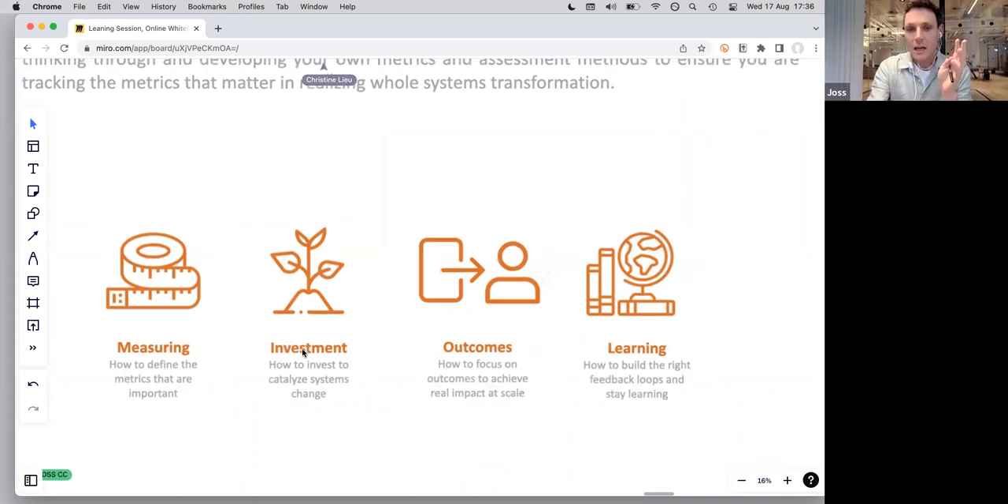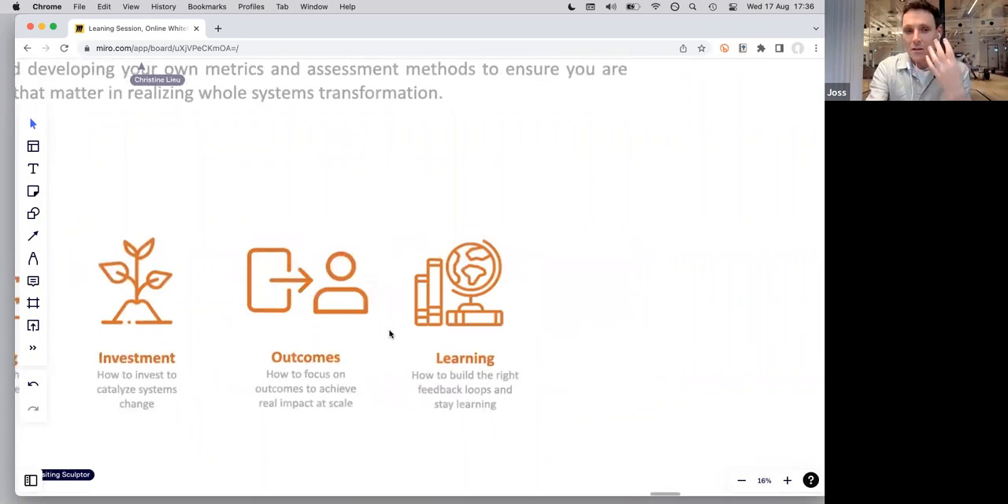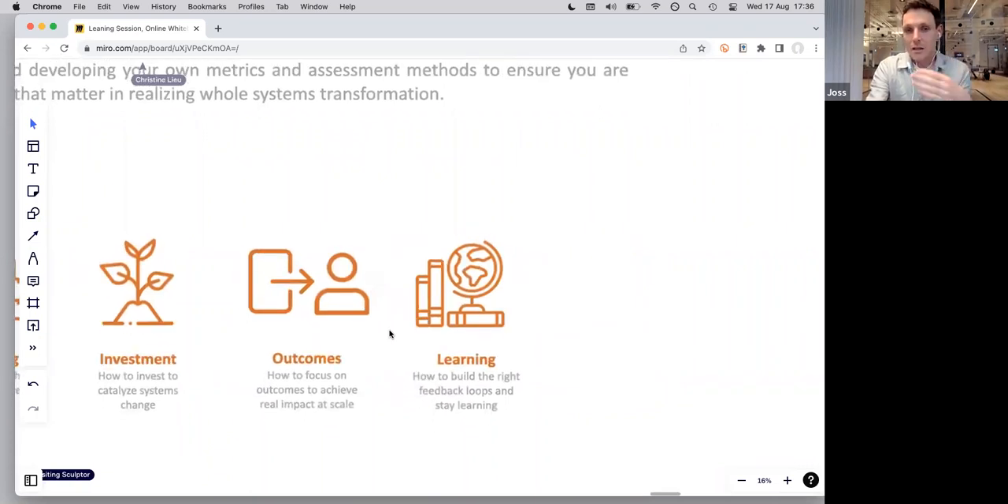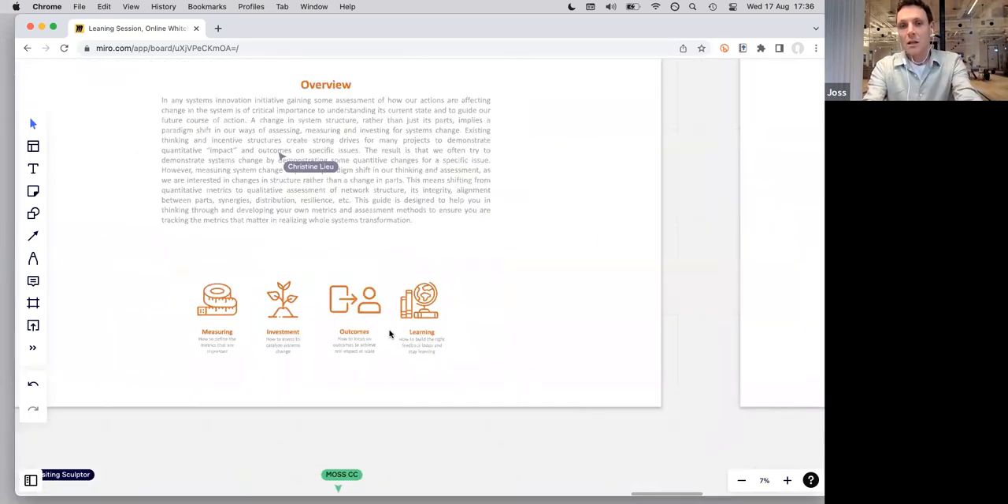So this is what the guide covers. If you want to take a look at that afterwards, firstly measurement, investment, and then how do we focus on outcomes and achieving real impact? And then also learning is part of this. How does the system learn how to get better at changing and developing over time? So that's a key part of it.